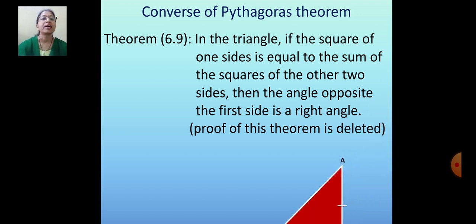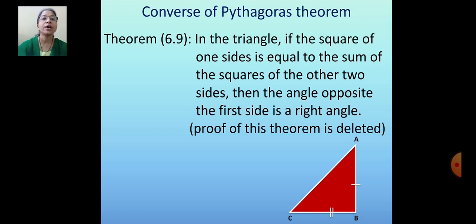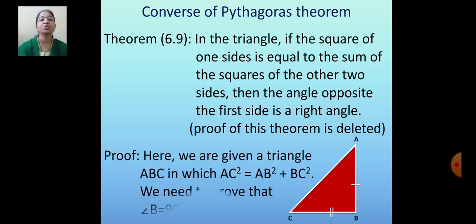In a triangle, if the square of one side is equal to the sum of the squares of the other two sides, then the angle opposite to the first side is a right angle. Right? So if you are given that AC square is equal to AB square plus BC square, then the angle opposite to AC is a right angle.